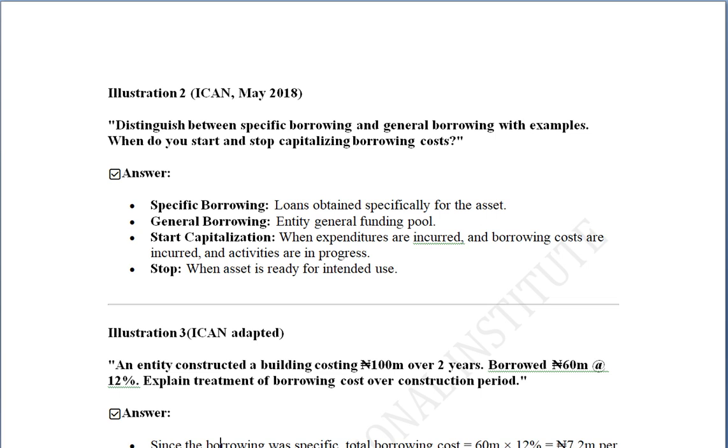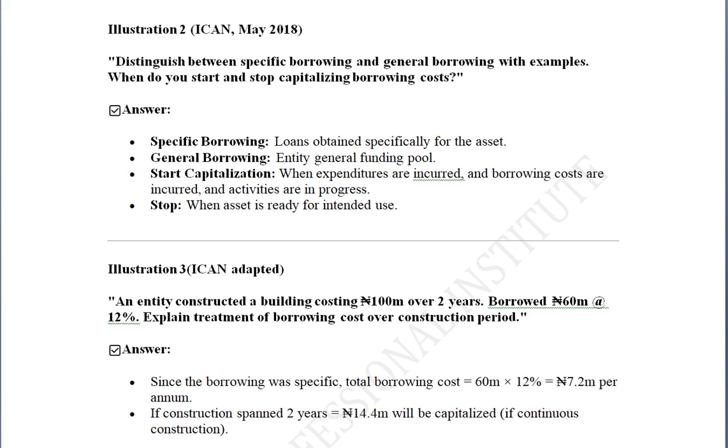This one is direct. So for you to determine the borrowing cost, our capitalization rate will be how much? 12%, whereas the principal amount will be 60 million. And so 60 million multiplied by 12% will give us 7.2 million per annum. But they said the construction of the building is for how many years? 2 years, meaning that you are going to recognize 7.2 million for 2 years.